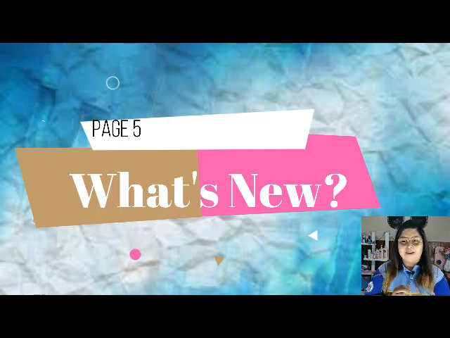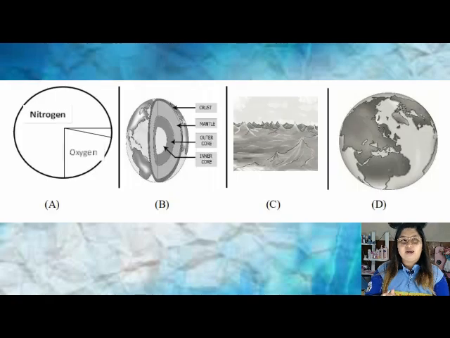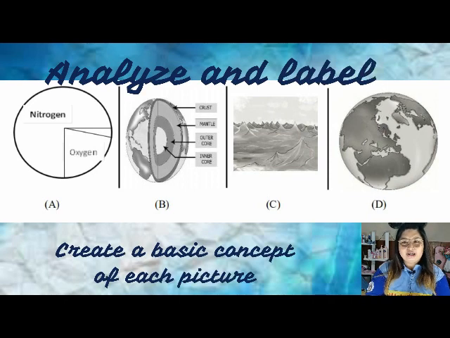So what's new? On page 5, you have there another activity wherein it encloses the subsystems of our Earth. So as you can see, meron tayong 4 na pictures. But in your module, I think parang medyo malabo yon. But here it is, para mas maintindihan ninyo at mas makita ninyo, papakita ko sa inyo yung picture. So, you're going to analyze each picture and label, of course.